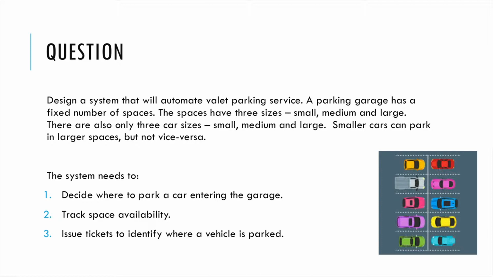A parking garage has a fixed number of spaces. The spaces have three sizes: small, medium, and large. There are also only three car sizes: small, medium, and large. Smaller cars can park in larger spaces, but not vice versa. The system needs to decide where to park a car entering the garage, track space availability, issue tickets to identify where a vehicle is parked. You can pause the video and think about how to solve this problem.